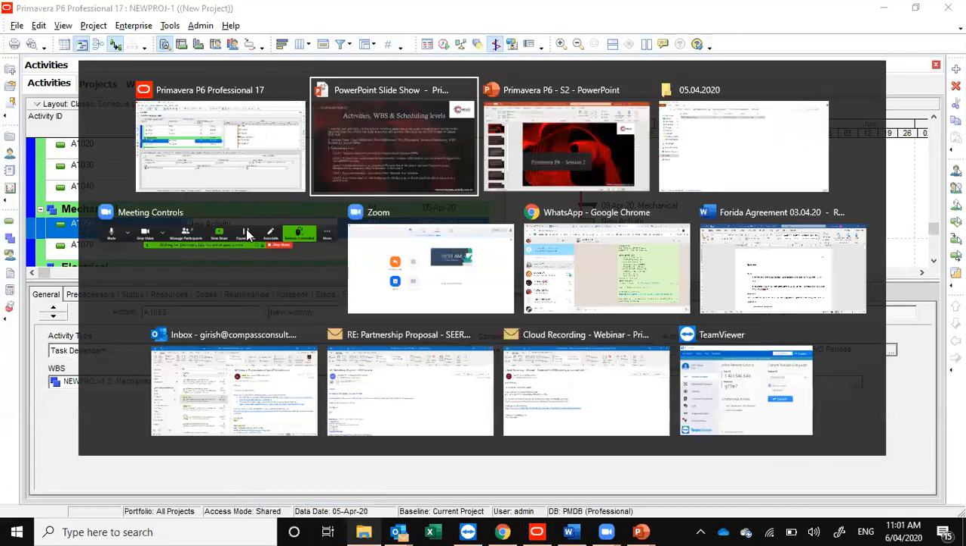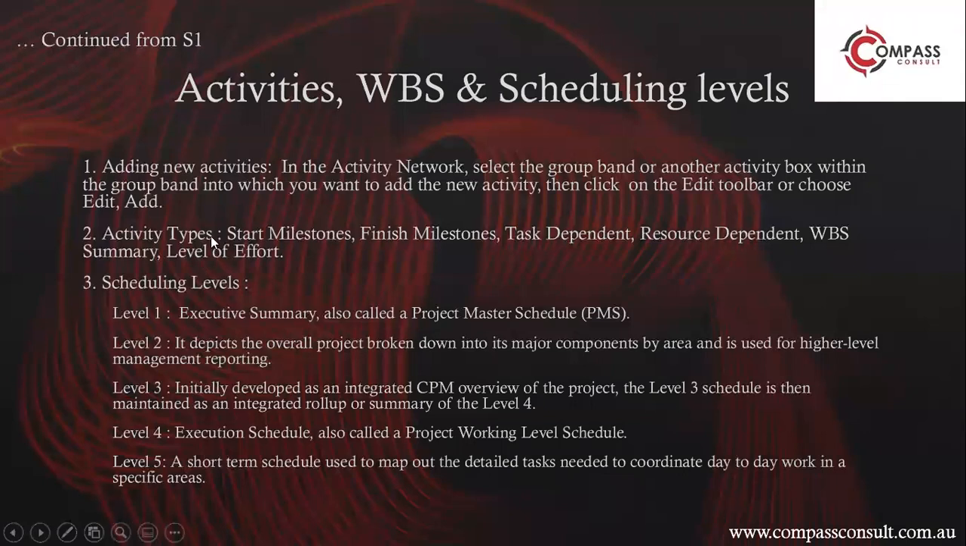So let's go on to the next slide. Activity types. As we saw, there are 5 types of activities: start milestones, finish milestone, task dependent, resource dependent, WBS level. I'm sorry, there are not 5 types, there's 6 types. And the level of effort.